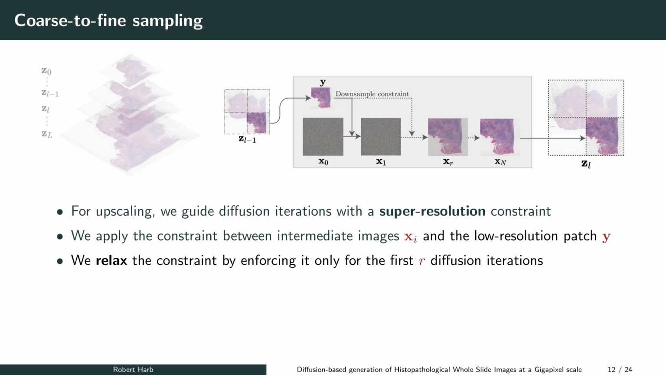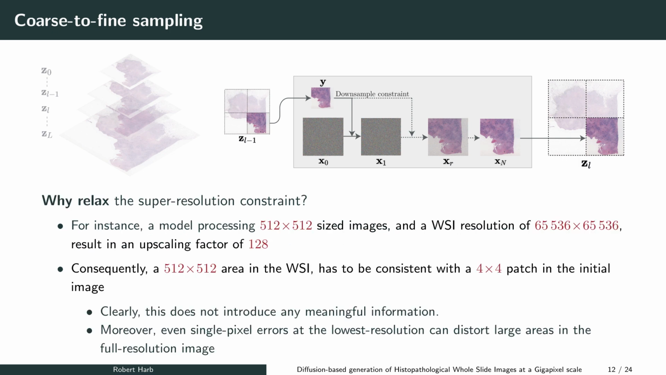Importantly, we do not strictly enforce the super-resolution constraint across all diffusion steps, but relax it by applying it only for the first R steps. Doing this relaxation is motivated by the fact that we face really high upscaling factors. For instance, if our model processes 512 sized images and we generate 65K sized WSIs, the overall upscaling factor is 128. If we would strictly enforce the super-resolution constraint across the full sampling process, even very small areas in the initial image would need to be consistent with large areas in the full resolution image. This would mean that even small errors in the initial image would influence large areas in the final image.